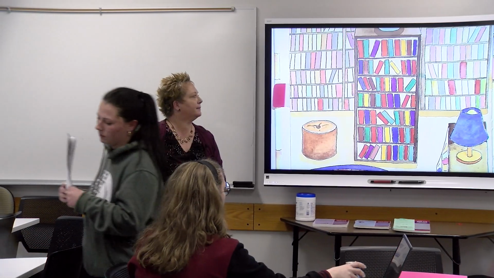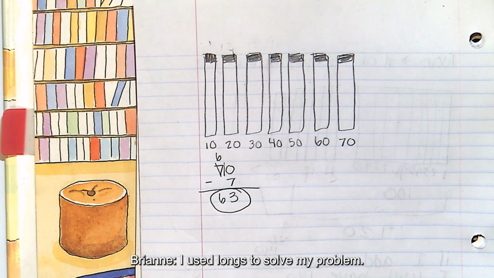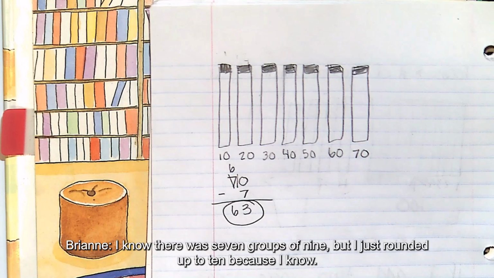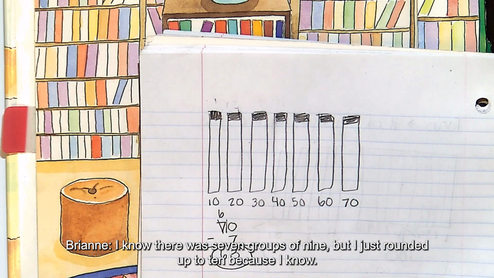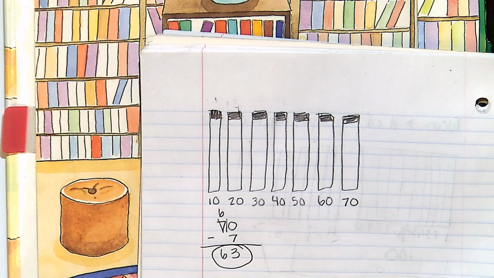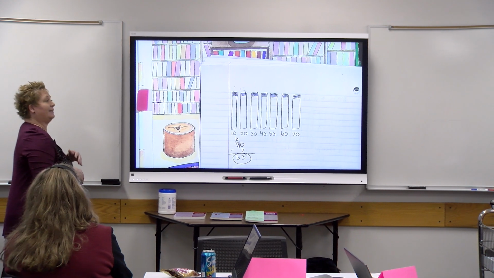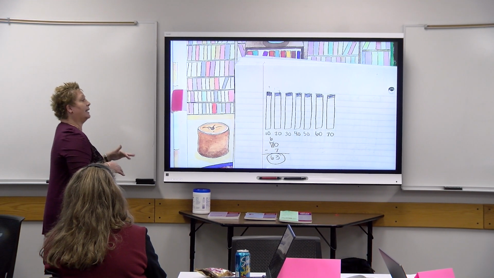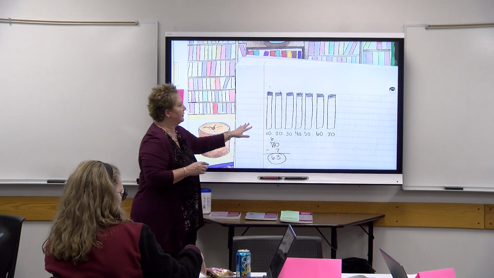Brianne. I used longs to solve my problem. I know there was 7 groups of 9, but I just rounded up to 10 because I know. So you wrote 10 longs. So you did 10 longs. So you said, oh, instead of making it 7 groups of 9, I made it 7 groups of 10. Yes. So you have 7 longs, okay?